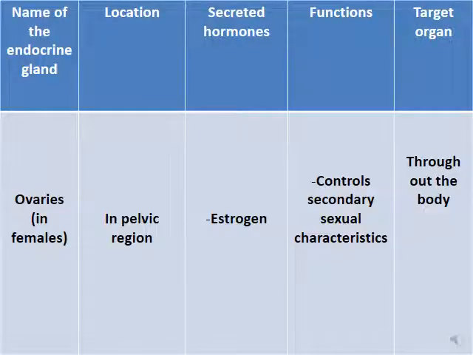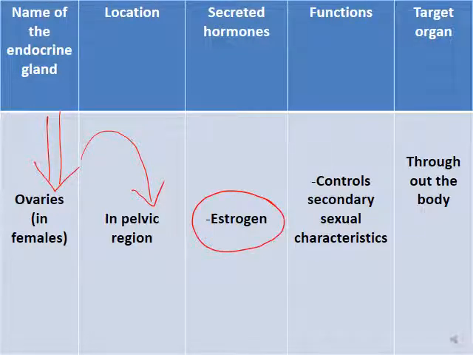Here we move to the last gland, the ovaries. Ovaries are special for females, exclusive to females. The ovaries are found in the pelvic region, but not on the outside. They are found inside the pelvic cavity, and they secrete the hormone estrogen. This hormone estrogen has an important role. It controls the secondary sexual characteristics in the female, and it works throughout the body. Estrogen is the female sexual hormone.